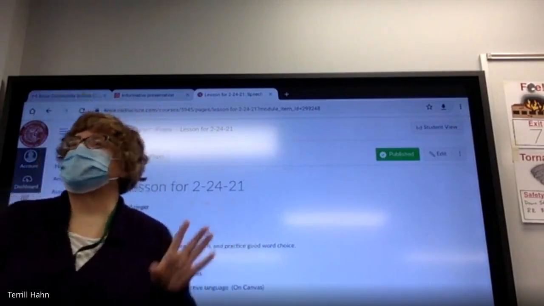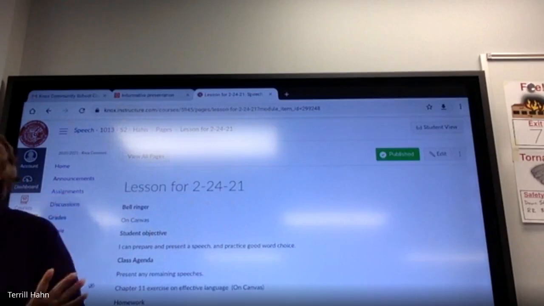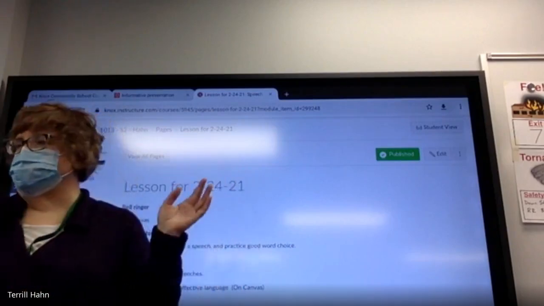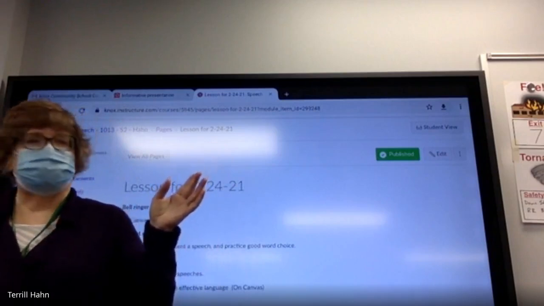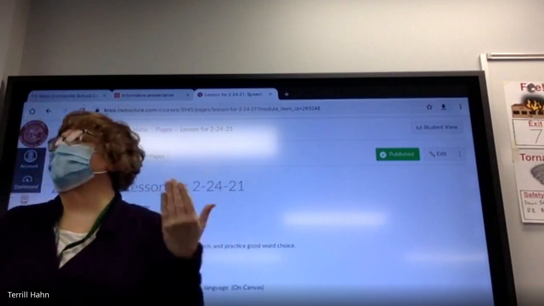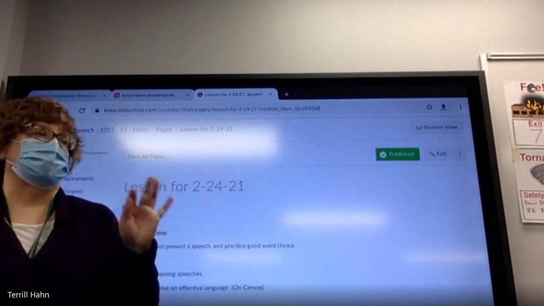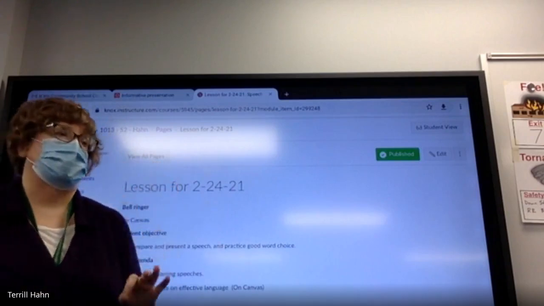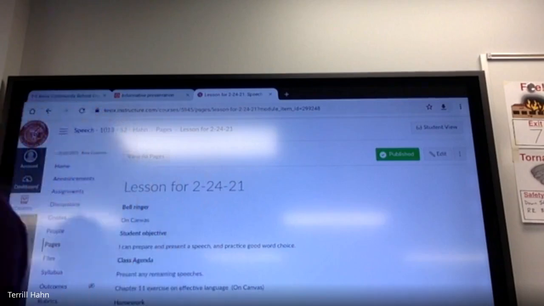Okay, so chapter 11 is all about effective language. In your bell ringer today, how many of you finished your bell ringer? Some of you did, some of you did not. Your bell ringer asked you to define 4 words: connotation and denotation and concrete and abstract. They all have to do with how we use words.